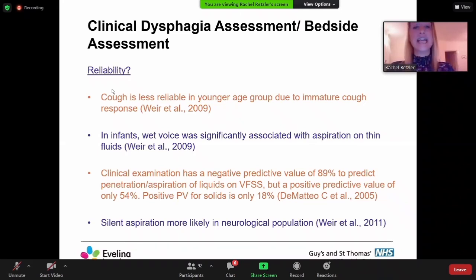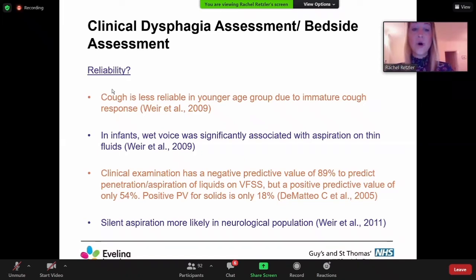Clinical examination has a negative predictive value of 89% for penetration aspiration of liquids, but a positive predictive value of only 54%, and a positive predictive value for solids of only 18%. And silent aspiration is more likely in neurological populations. So things to think about with clinical assessment.